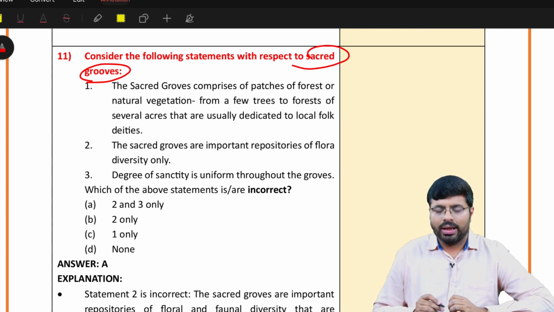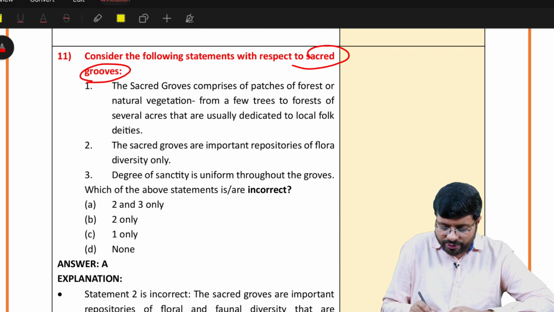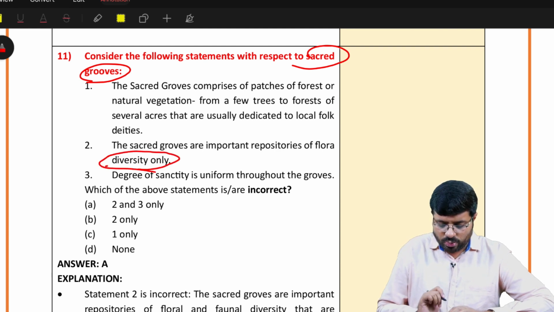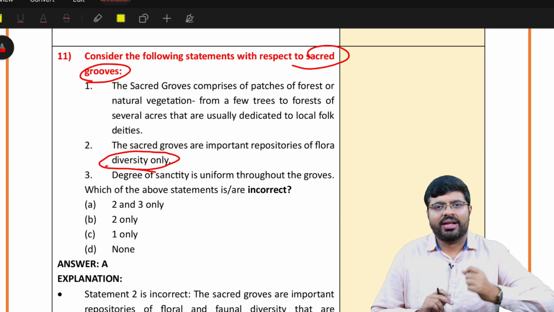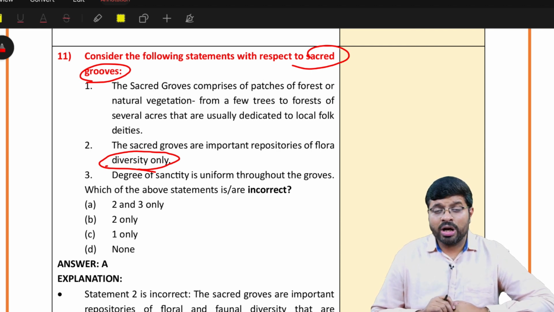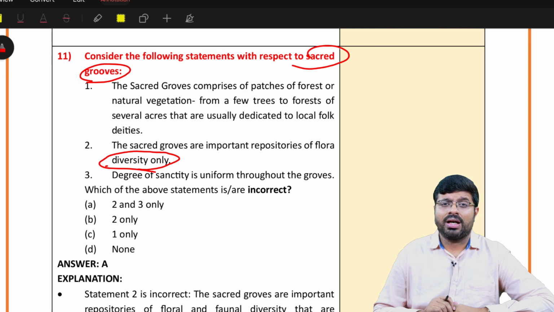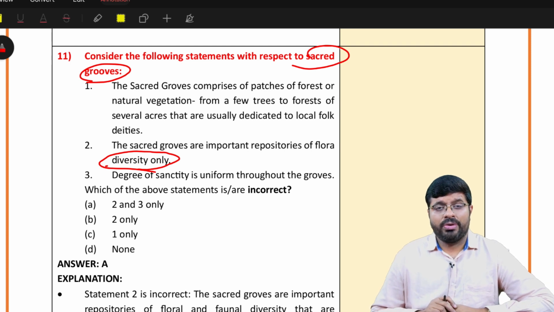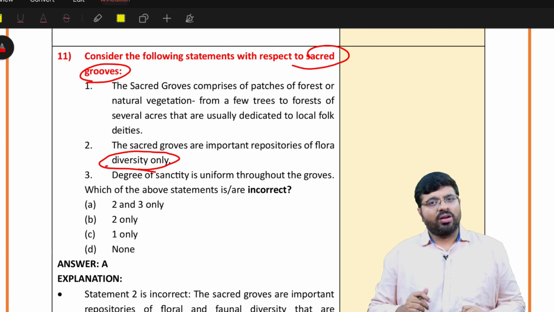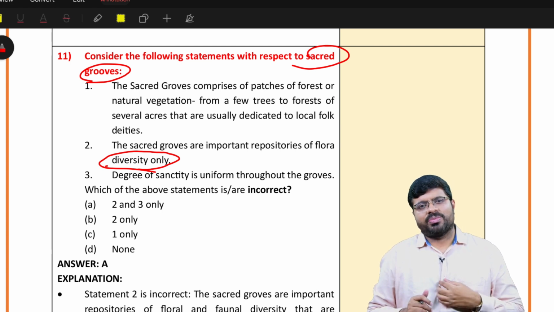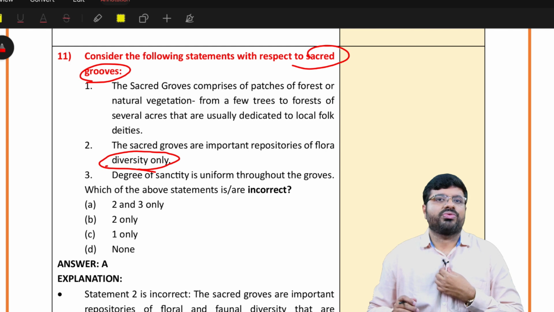Statement number 2: the sacred groves are important repositories of flora diversity only. Why would they be important only for flora? Why not fauna? It might be for fauna as well, no? In sacred groves, you have found that many species are found only in that area, endemic. Very important natural protection centers. Before the evolution of concepts like national parks, we had traditional conservation systems through our cultures called sacred groves.